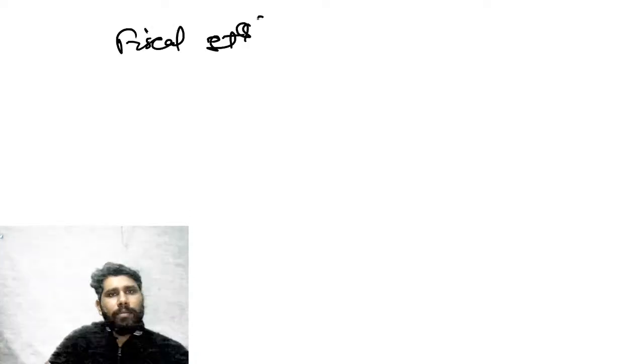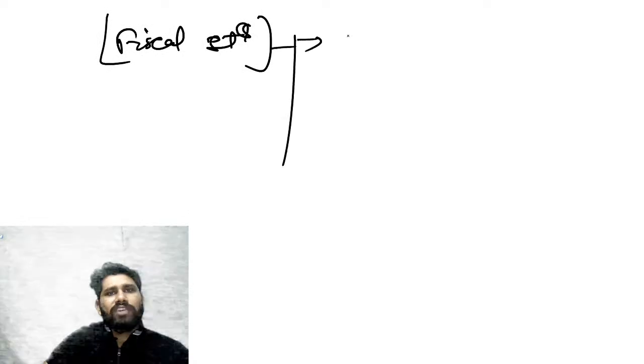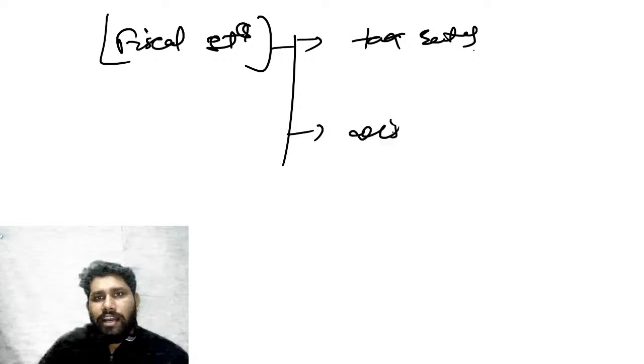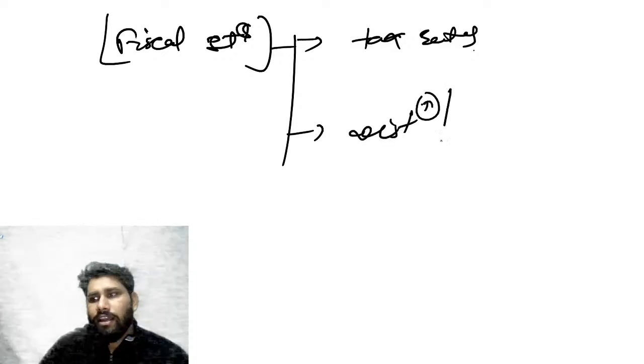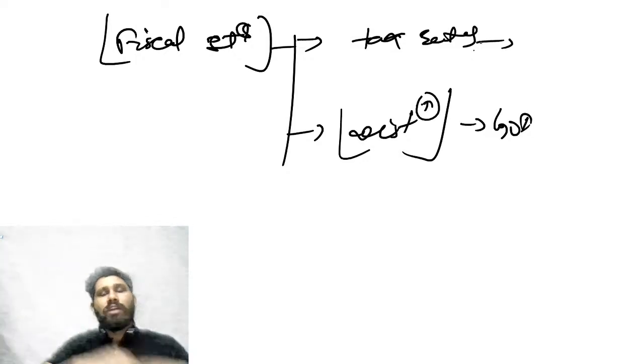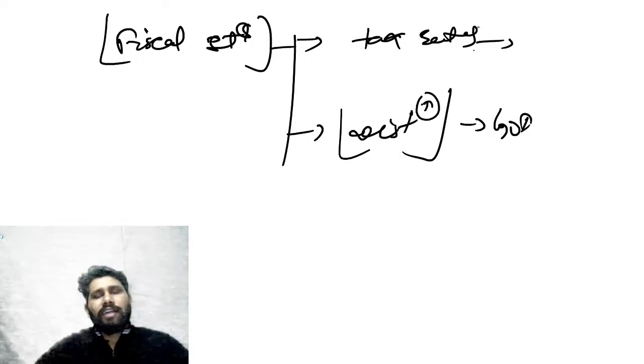In the case of fiscal stimulus, try to remember it, the government generally cuts tax rates and also does disinvestment. Disinvestment is also being done by the government of India. So under the stimulus, the government generally provides tax rebates.